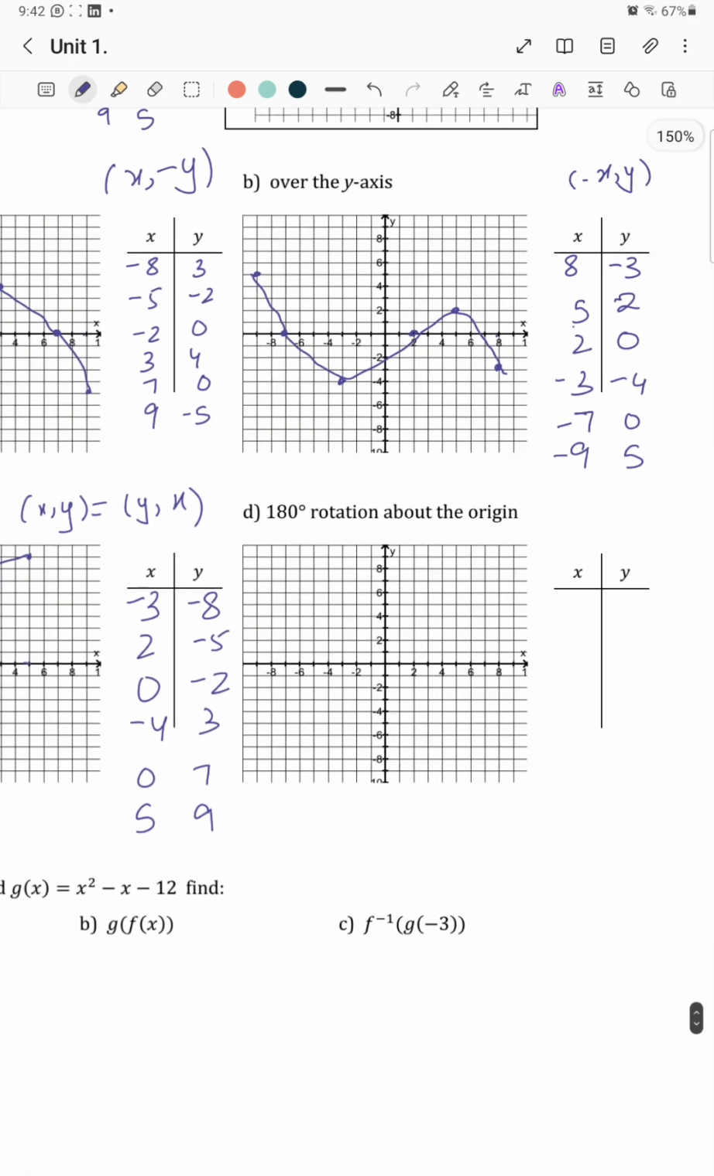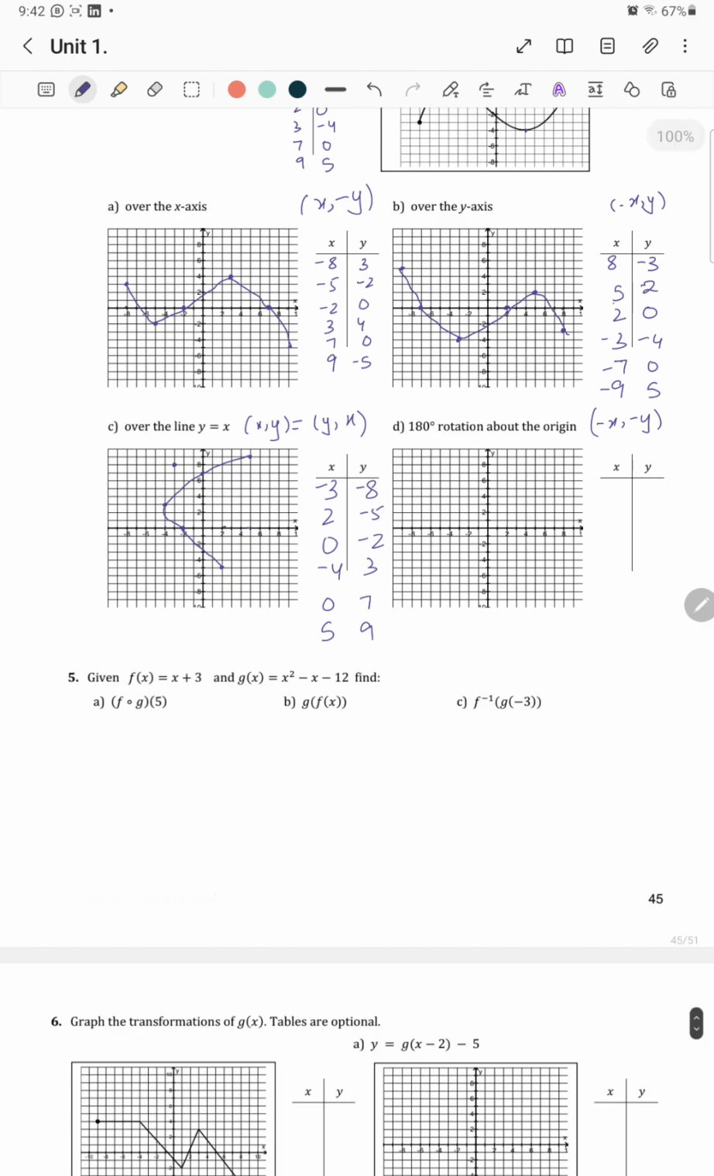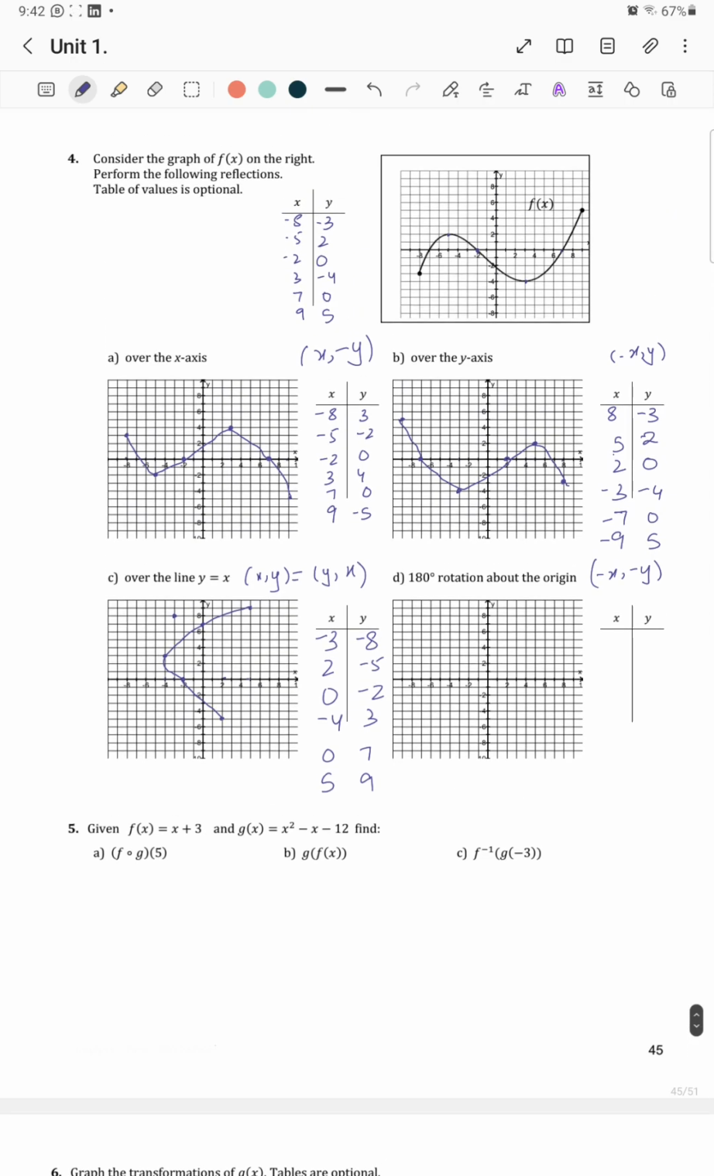But for the origin we're going to multiply with a negative sign to both. So just remember, whenever you have to do over the x-axis, multiply y values with a negative sign; over the y-axis, multiply x values with the negative sign; over the line y is equal to x, change the coordinates x and y; or in a 180-degree rotation about the origin, change both with the negative signs.